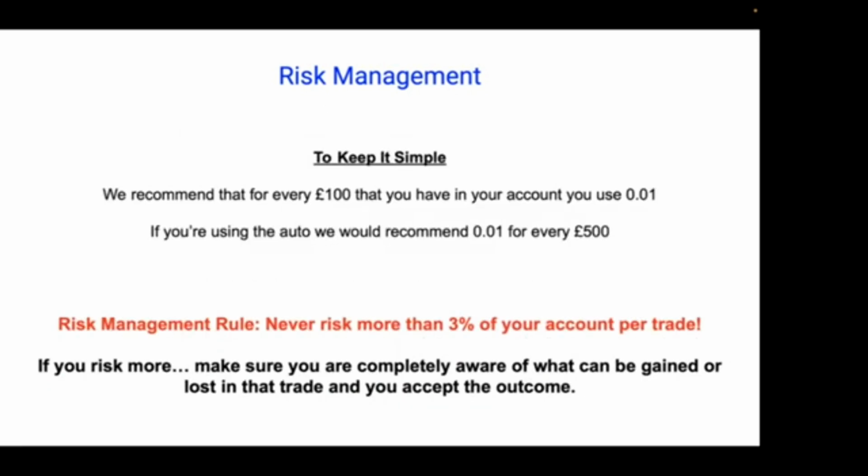So when we go into this, to keep it simple, we recommend that for every £100 in your account, you use 0.01. So if you've got 1,000 in there, it should be 0.1. Again, this is just a rough guide to make it quicker for you when you're entering trades. If you're using the auto, we recommend 0.01 for every 500. Again, a risk management rule, never use more than 3% of your account per trade. Most of you will not listen, and it's okay.